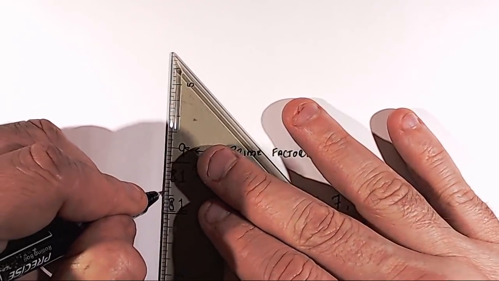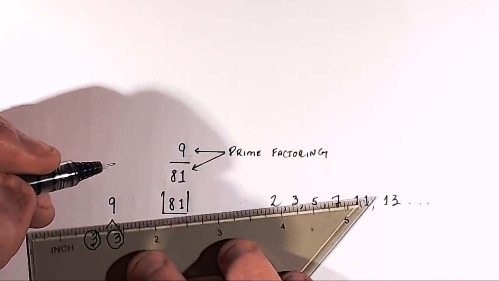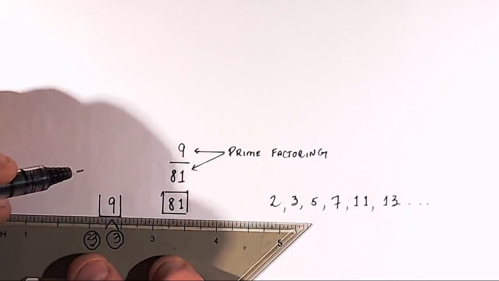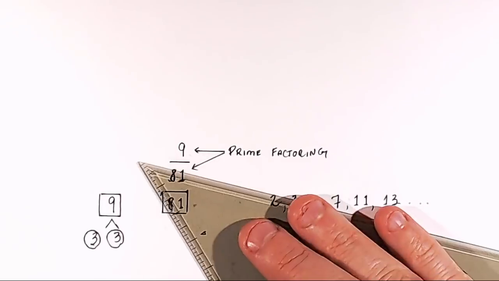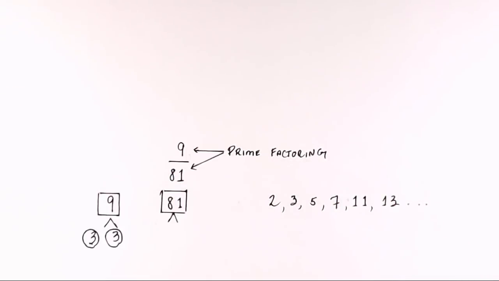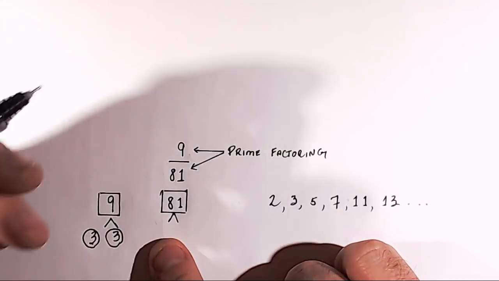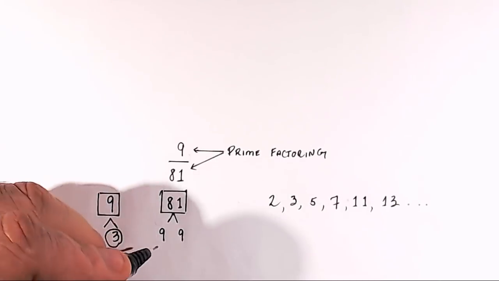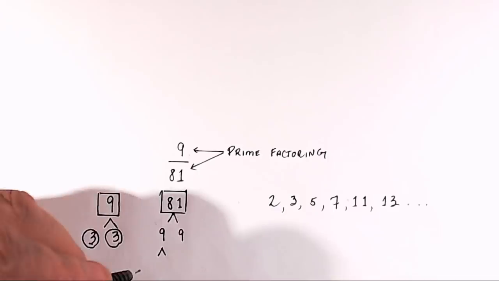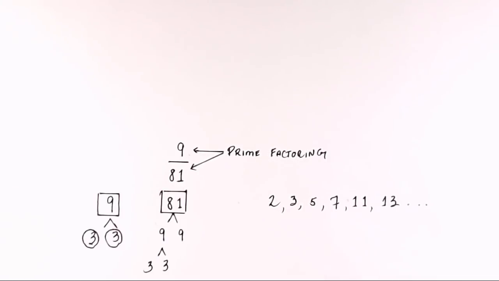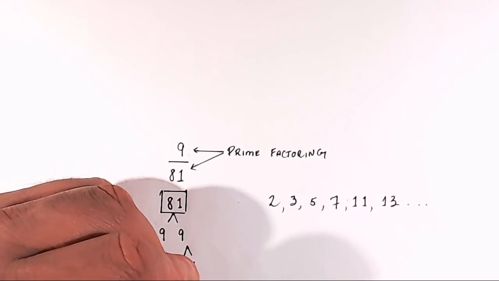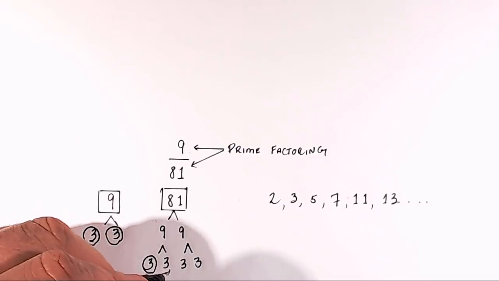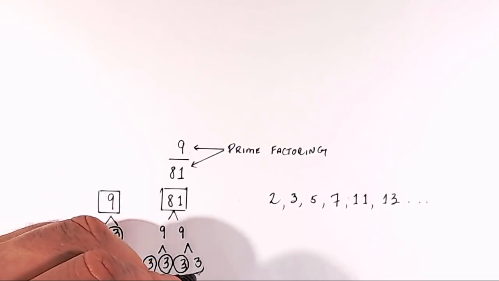I'll put these in boxes. You don't have to do this. 81 can be broken down into 9 and 9. That's what most people think. So write that down, and then you can break 9 down into 3 and 3, and the other 9 down into 3 and 3. And so 81 is 3 times 3 times 3 times 3.